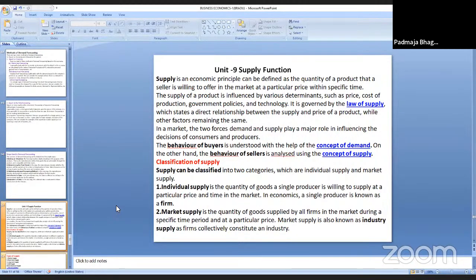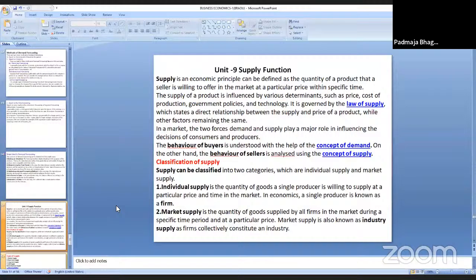Understood? This supply and demand plays a major role in influencing the decisions of the consumer and the producer. The producer supplies the goods, and the consumer buys the product when there is a demand in the market. So these two are very important.